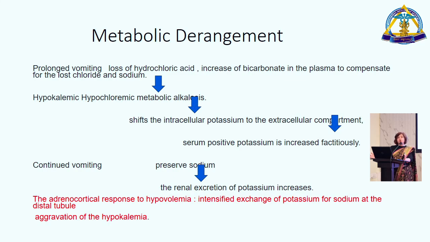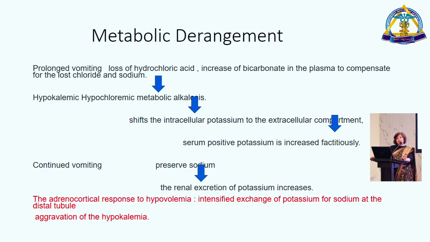So it is important, the body is trying to compensate by increasing the bicarbonates in the blood. Now, hypokalemic, hypochloremic metabolic alkalosis happens. What does this do? Because of this, intracellular potassium is shifted to the extracellular compartment. Now, serum potassium is increased factitiously.